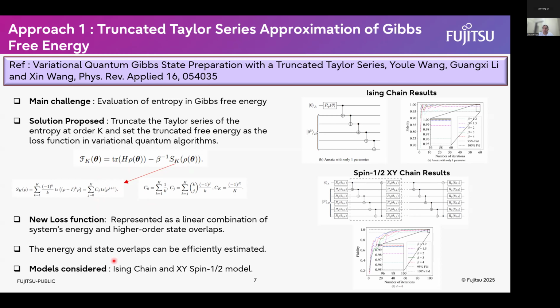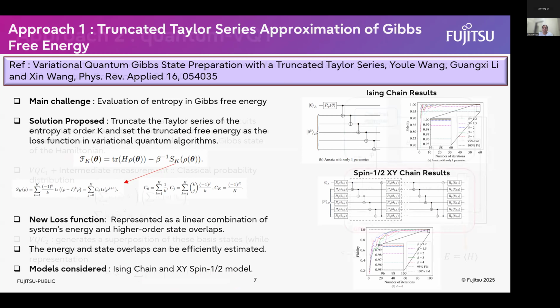This makes it easier to evaluate using a quantum computer, because we know that the expectation value of the Hamiltonian as well as these higher order state overlaps can be estimated efficiently. The authors also demonstrate the efficient preparation of the Gibbs state using this truncated Gibbs free energy as the cost function for two models: the Ising chain and the XY spin-half model.